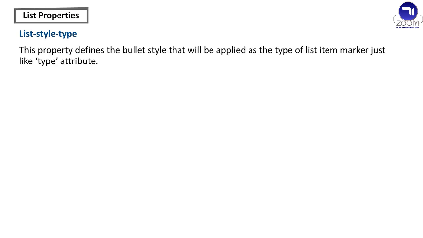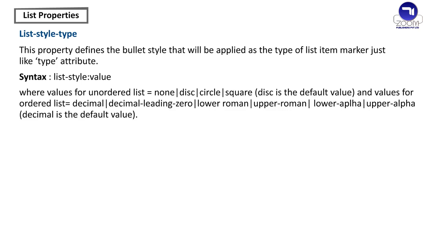List properties. List style type. This property defines the bullet style that will be applied as the type of list item marker, just like the type attribute. Syntax: list-style-type value, where values for unordered list are none, disk, circle, square. Disk is the default value. Values for ordered list are decimal, decimal-leading-zero, lower-roman, upper-roman, lower-alpha, upper-alpha. Decimal is the default value.